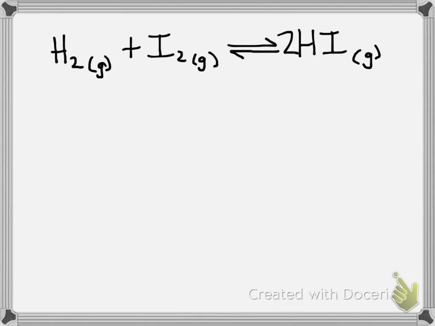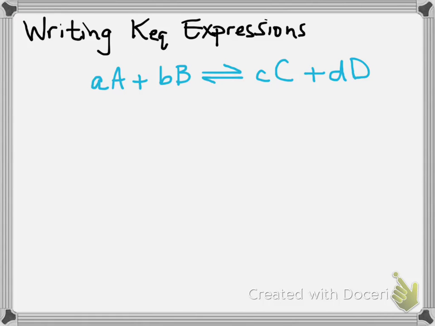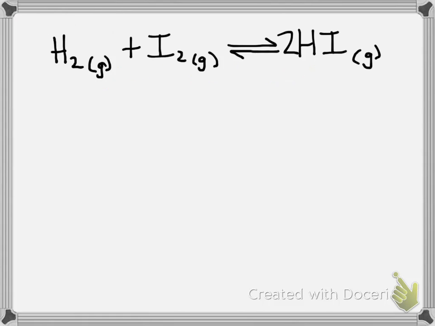So take, for example, this equation here. This is going to be an equation that we're going to use for a couple of examples here. This is an equilibrium reaction. We know it is because we see the double-headed arrow where hydrogen gas and iodine react to form hydrogen iodide. Now, if we're going to write what we call an equilibrium expression for this reaction, it's probably a good idea to have a general form first.